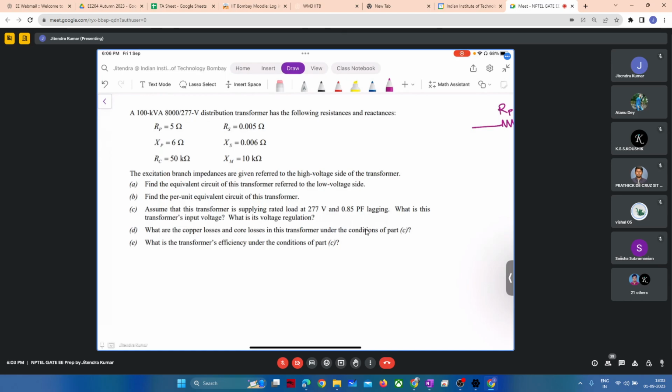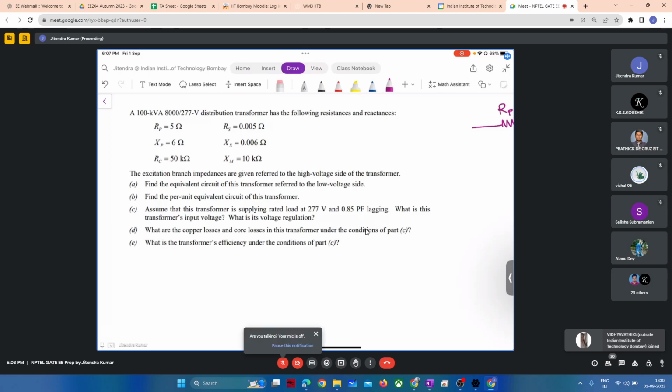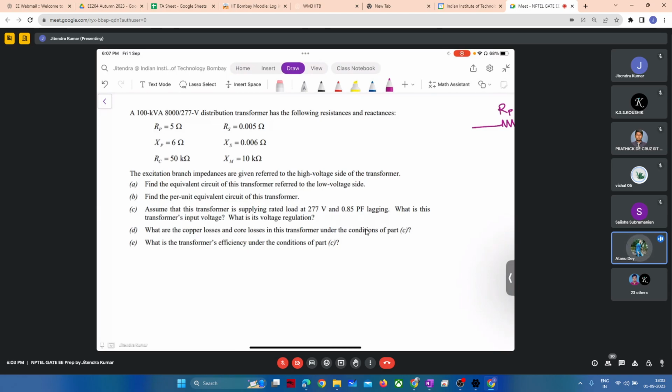Atanu has said that GATE previous year questions would be better compared to such kinds of problems. So from the next session, I will pick three or four GATE previous year questions. Okay, any other suggestion or comment? Okay, so let us move ahead with this problem.